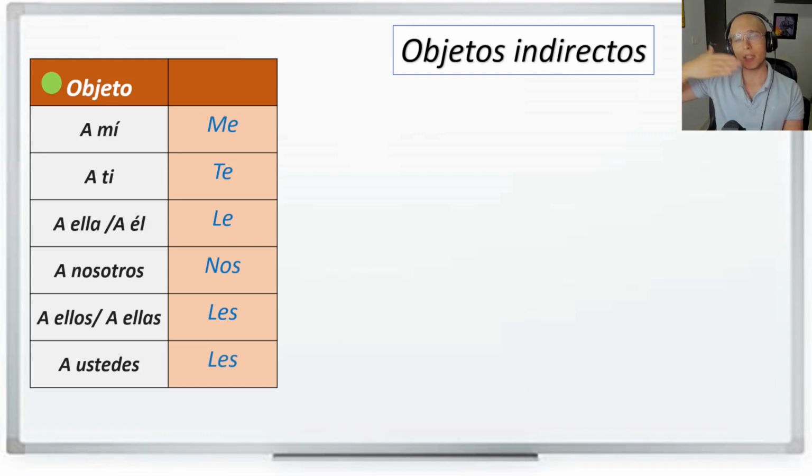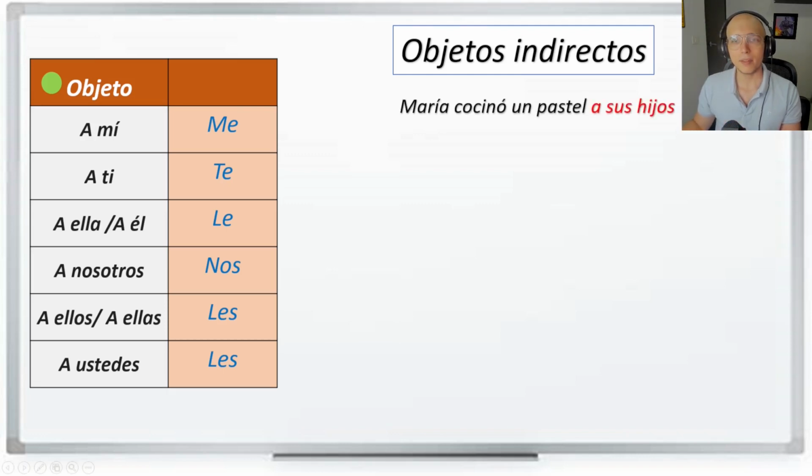When we are talking about indirect objects, we say le. When they are direct, we say lo and la. In plural, when they are indirect, we say les. And when they are direct, we say los and las. Let's take a look at some examples.